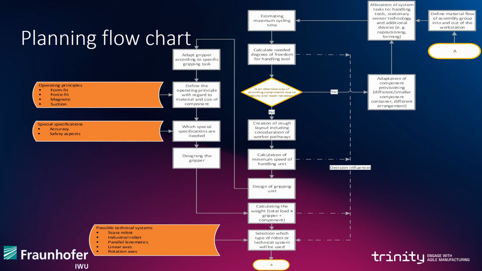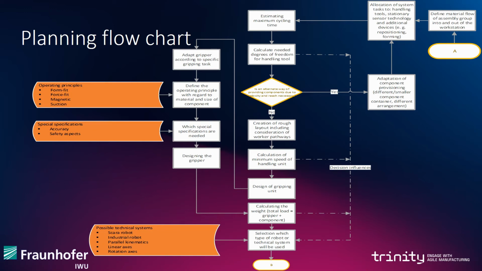System tasks such as handling, quality control, or assembly are defined and are distributed to the according handling tools, sensor technology, and additional devices, for instance repositioning fixtures or forming devices. Then, the maximum cycling time should be estimated or determined if possible. Afterwards, the necessary degree of freedom for the handling tools has to be determined. This step is important for the technical system that is going to be chosen in a later step, since some systems might not be suited due to the required degrees of freedom.